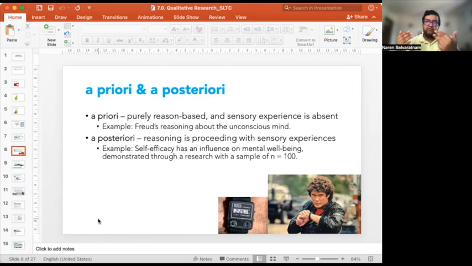So when we do empirical research, for example, let's say I am proposing that self-efficacy has an influence on mental well-being. So show it. Show that if someone is efficacious, they have better well-being. Show that if someone has low efficacy, they have poor well-being. If you can show it through research, then yes, we have some sensory experience of it. Now, this is how a priori and a posteriori would work.